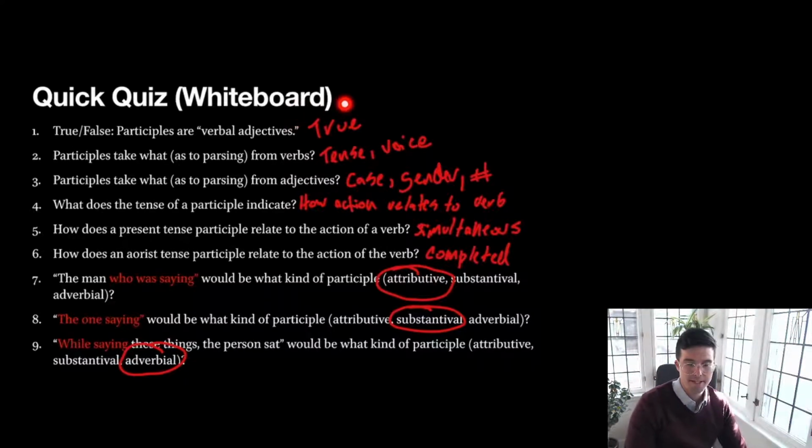And our answers here. Participles are verbal adjectives. Yes, this is true. They take parts from both verbs and adjectives. So from verbs, they get tense and voice, and from adjectives, they get case, gender, and number.